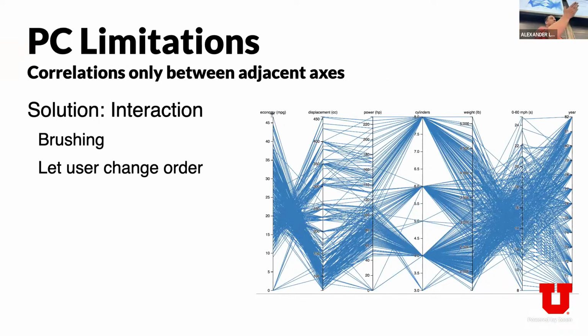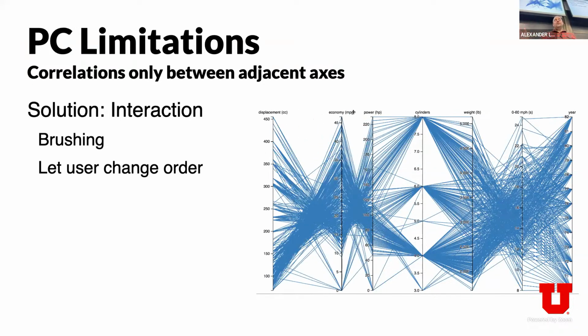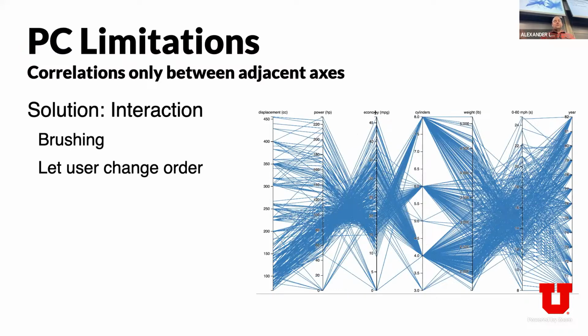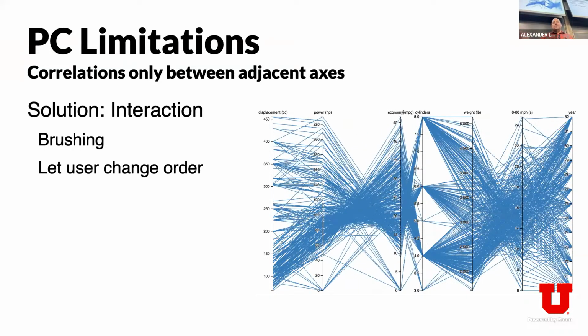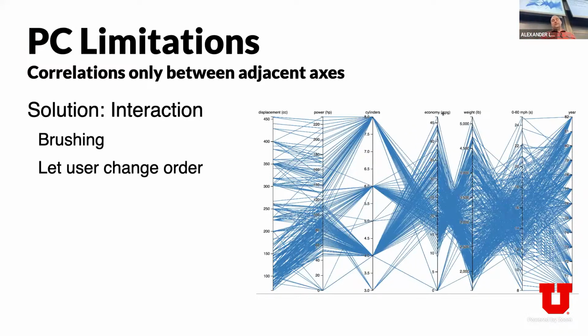And so, as we mentioned earlier, correlations can really only be seen without brushing between adjacent axes. One solution, as I mentioned, is brushing. The other one is let users change the order, right? So I can drag the axis around if I want to.